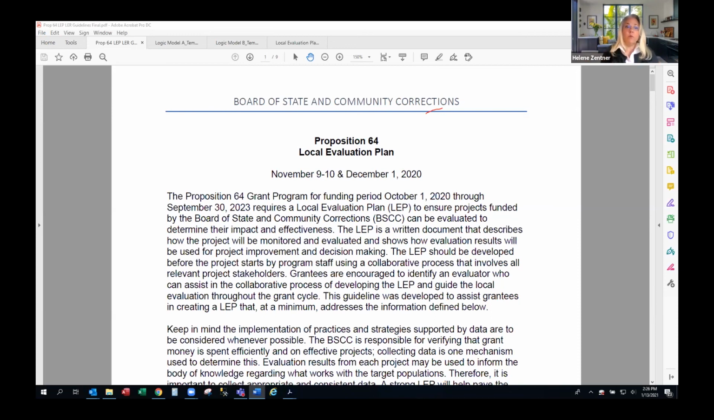Since you're paying for their work basically by subcontracting, you have every right to follow up and ask for data on a regular basis from them. So that's all, and I have your evaluator.